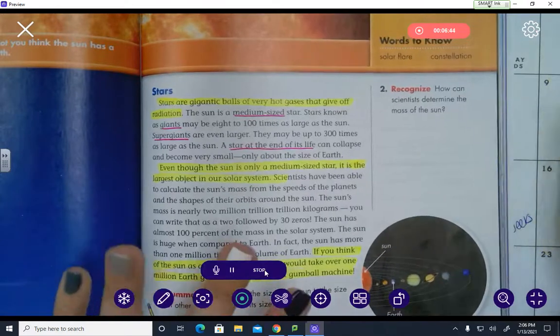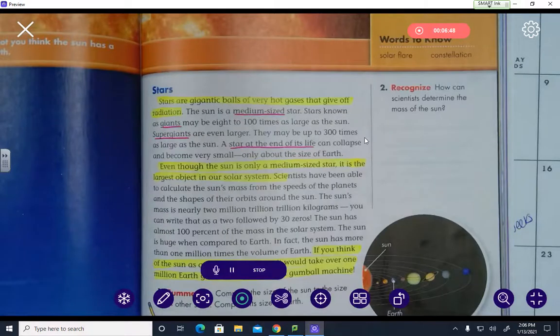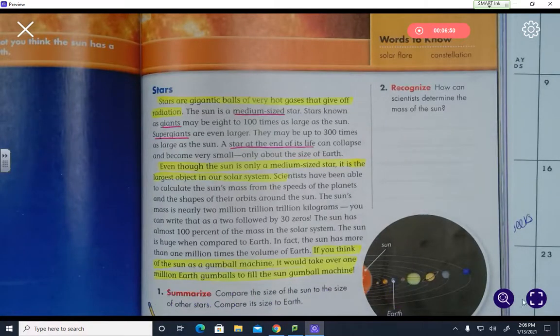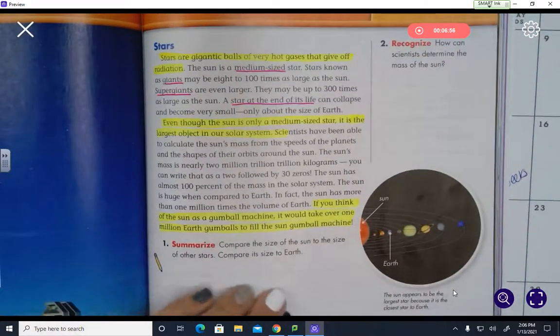So you pause the video, go ahead and answer those 2 questions. Oops, let me get this off the screen. There you go. Pause the video, answer those questions, and then unpause it when you're done.